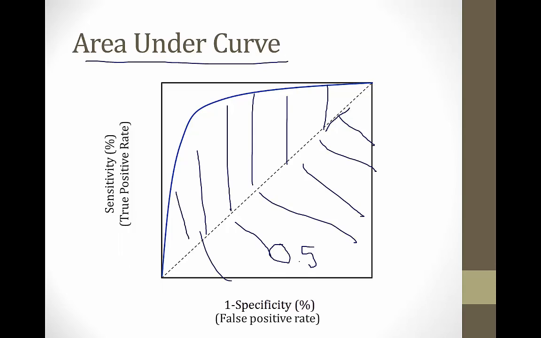so that would be a better test. If you had that perfect ideal test that could make this right turn and perform a perfect right angle, that would have an area under the curve of 1.0, and that would represent perfect ability to discriminate true positives from false positives and 100% sensitivity and specificity.